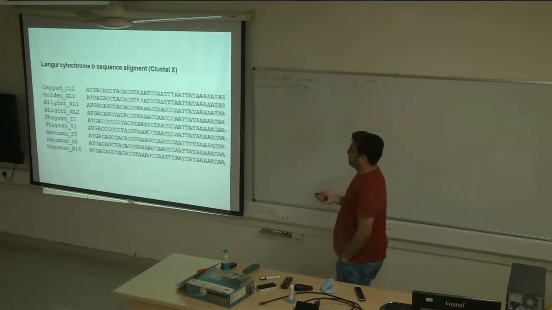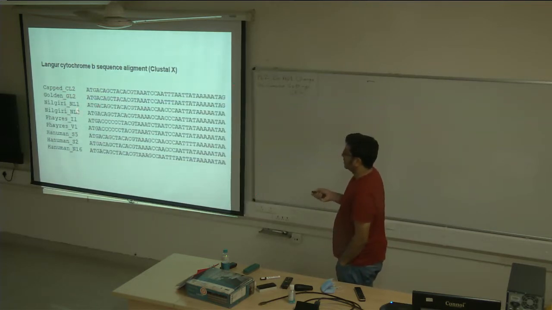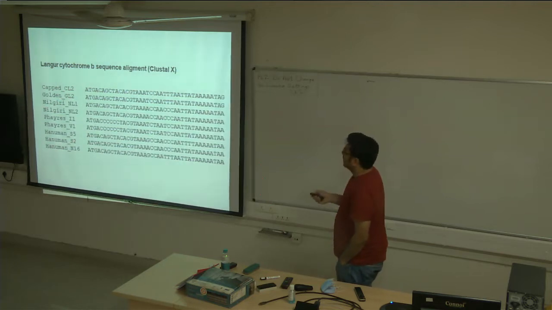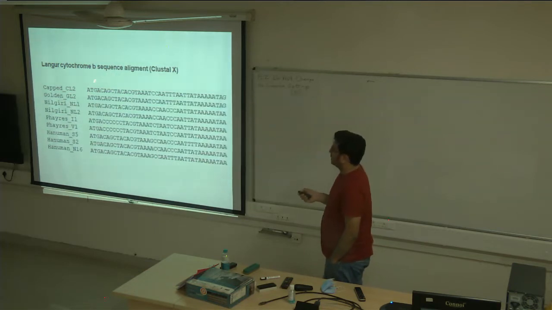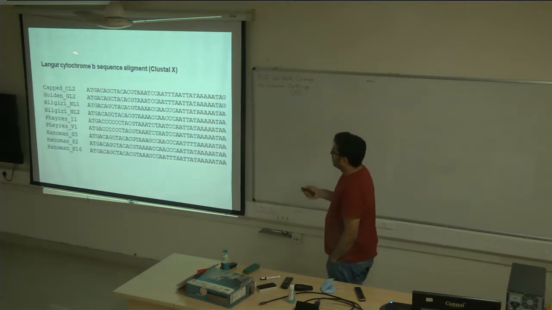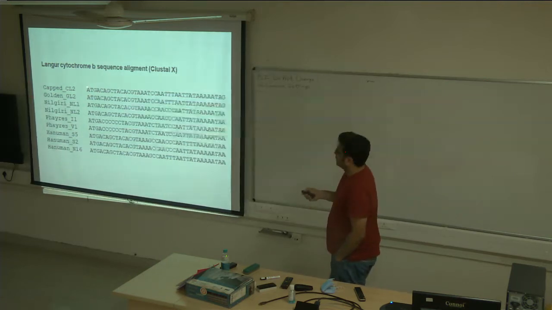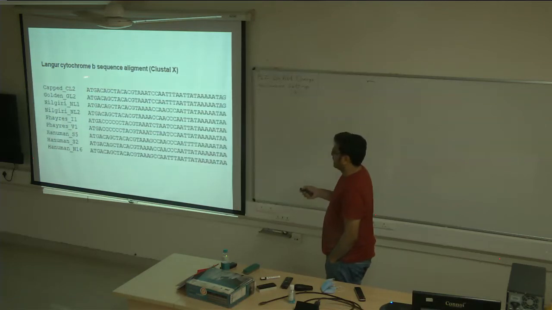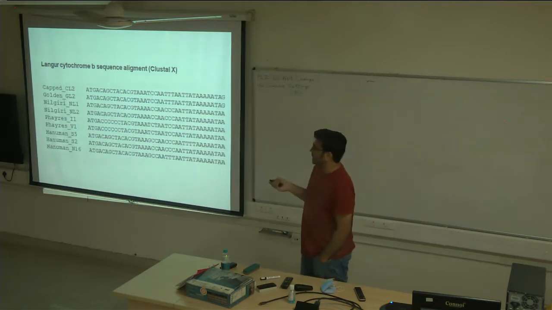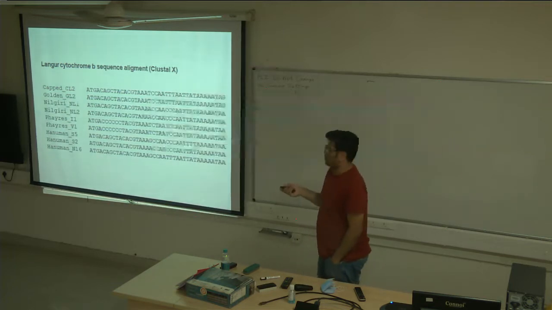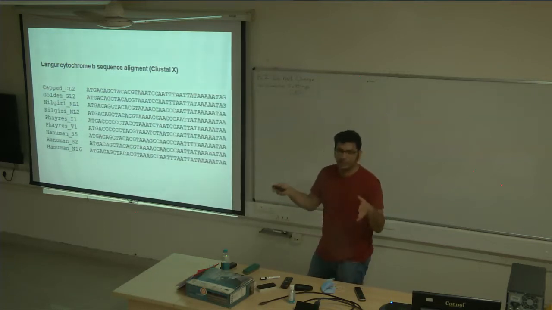This is the sequence alignment of these different langurs from India. This is how a sequence alignment looks. This is a cytochrome B gene, just a part of that gene. When the sequence is aligned, you see each base is properly aligned. That is a sequence alignment. Then you use this sequence alignment to build phylogenetic trees using these different methods that I showed you.